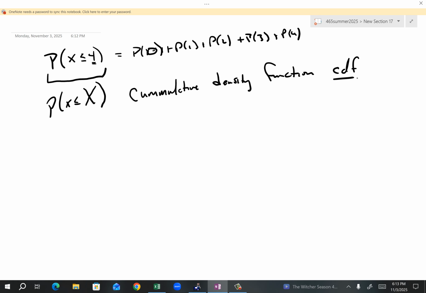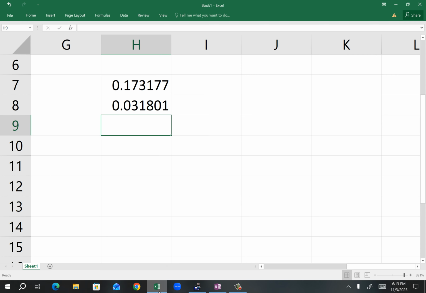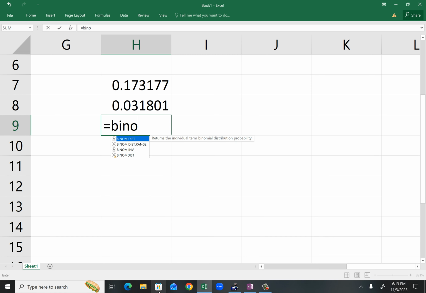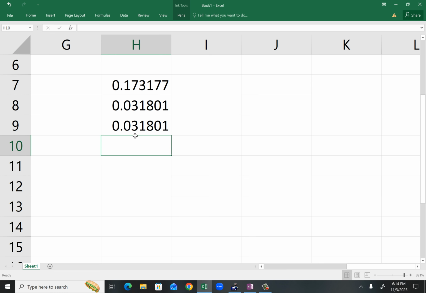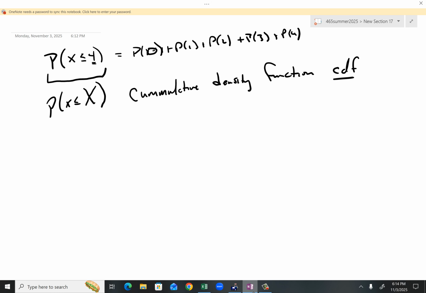Is there a shortcut to that? Of course there is. In Excel, equals BINOM.DIST. What does it want to know? It wants to know the number of successes. So I'm just going to do 4 out of 12, 0.62. Now listen carefully. If I put a 0 here, it says cumulative, that's a question mark. I say no. 0.0318.